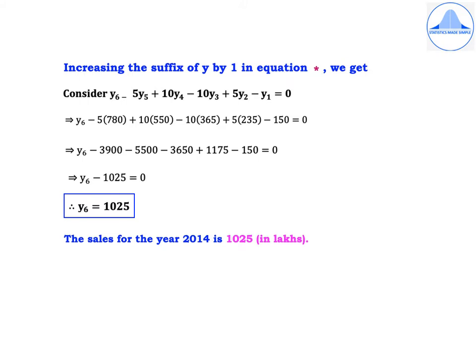So which implies y6 minus 5 into 780 plus 10 into 550 minus 10 into 365 plus 5 into 235 minus 150 is equal to 0, which implies y6 minus 3900 minus 5500 minus 3650 plus 1175 minus 150 is equal to 0. Therefore, y6 minus 1025 is equal to 0. Therefore, y6 is equal to 1025, or the sales for the year 2014 is 1025 in lakhs.